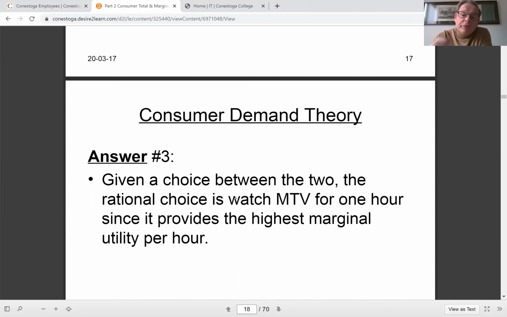So given a choice between the two, the rational choice is watching MTV for 1 hour, since it provides the highest marginal utility per hour. The key thing here, once again, is the highest marginal utility per hour. That is the key factor that you have to remember.